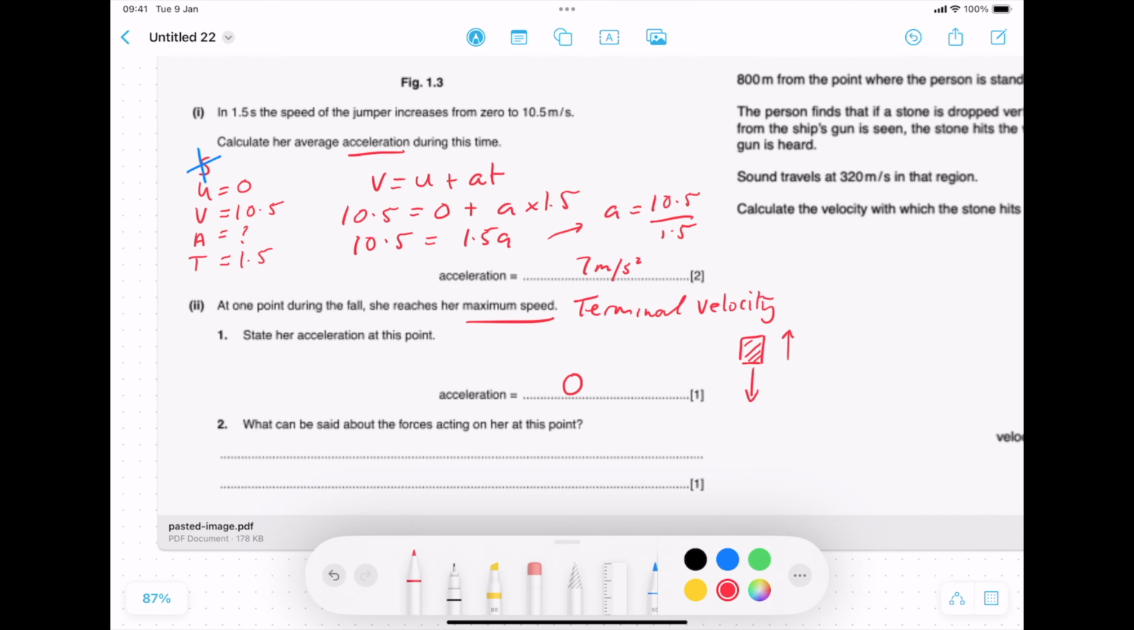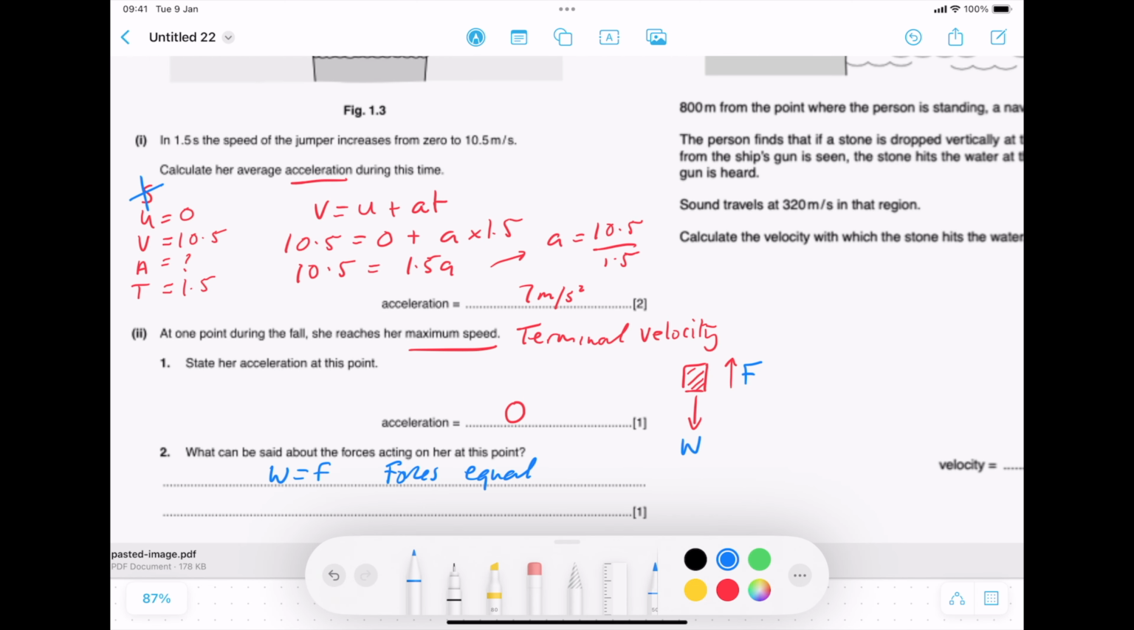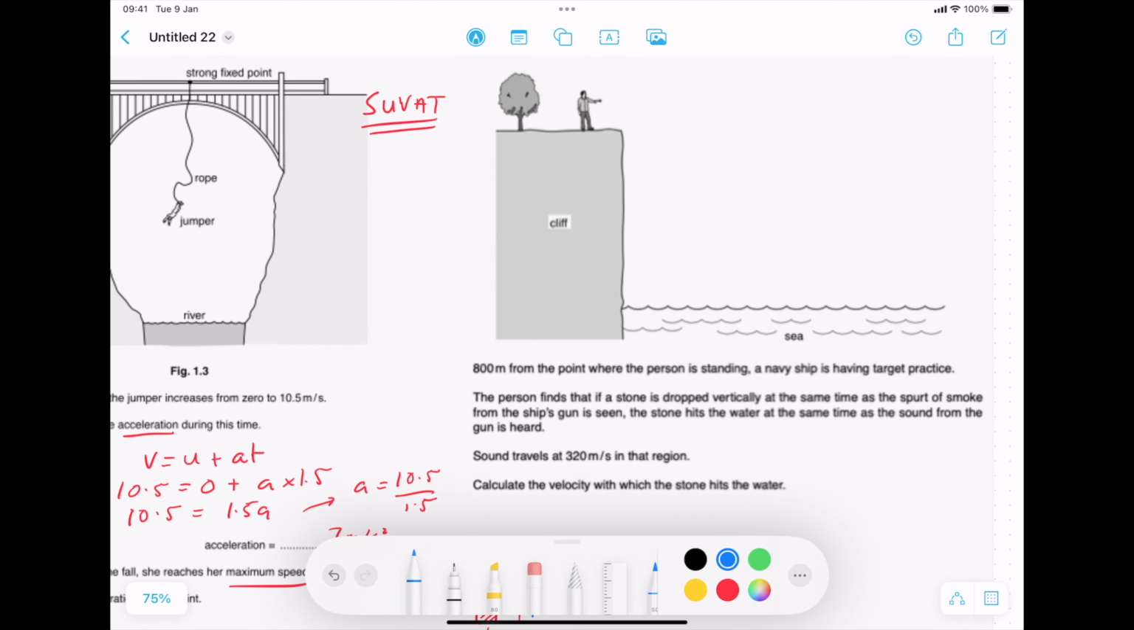Number 2, what can be said about the forces acting on her at this point? Well, like I just explained, if we call the downwards force her weight, W, and the upwards force F, then W is equal to F. So the forces are equal. On to the second bit now, which I think is actually a little bit more challenging.